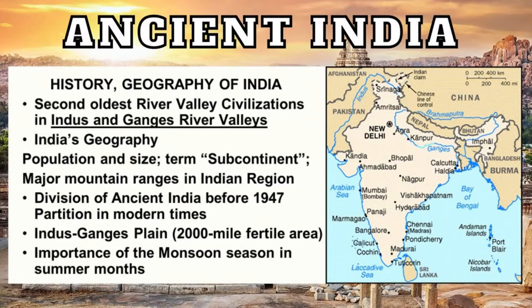You can see the Arabian Sea is to the west of it, the Bay of Bengal to the east of it, with the Indian Ocean on the bottom. And I'll get to it later, but they often call it the subcontinent, or the Indian subcontinent.